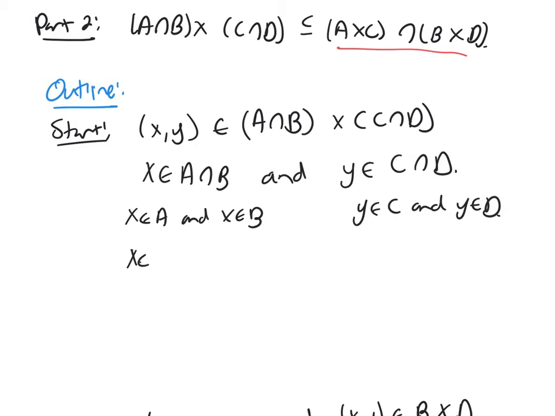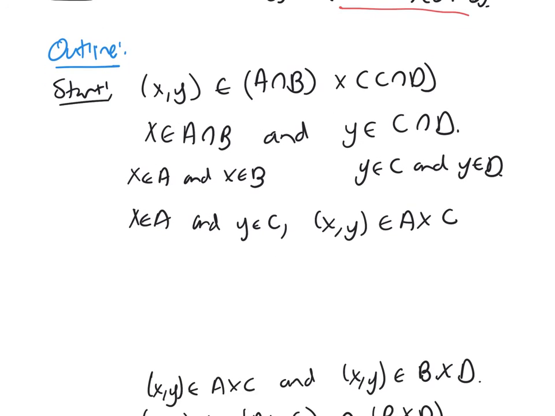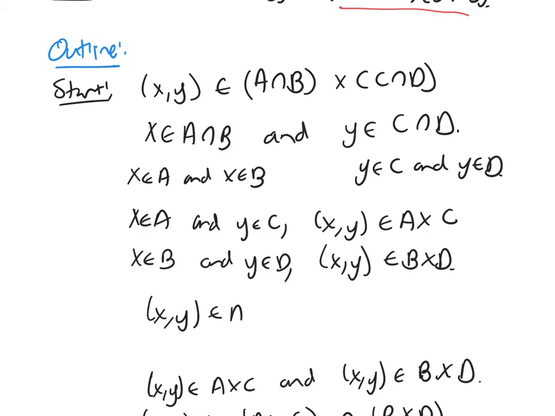But since x is in A and y is in C, (x, y) is in A × C, and since x is in B and y is in D, I know that (x, y) is in B × D. And so now I have that (x, y) is in A × C and (x, y) is in B × D, which is exactly what I needed to get to.